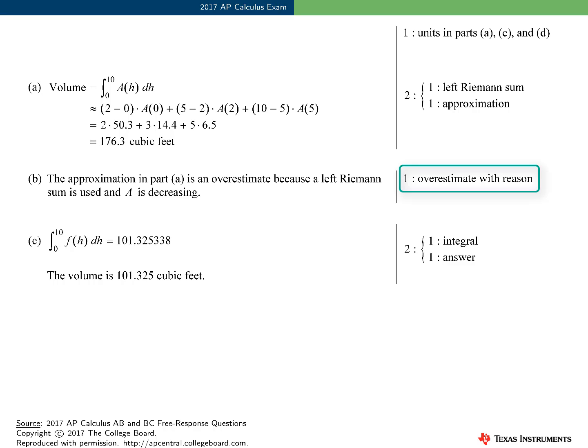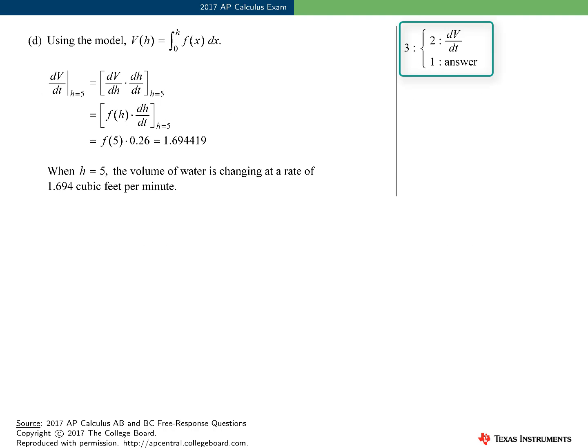Part B was worth 1 point for stating that the approximation in Part A is an overestimate with an appropriate reason. Part C was worth 2 points, 1 point for the correct integral and 1 point for presenting the correct numerical answer. Part D was worth 3 points, 2 points for presenting a correct expression for dV/dt, and 1 point for the final correct numerical answer.